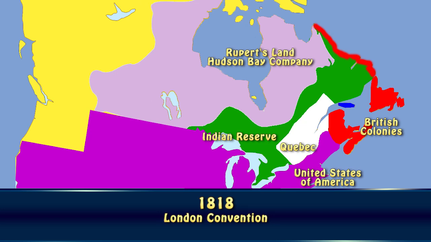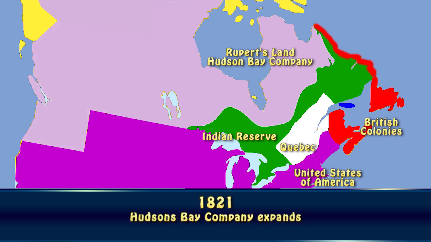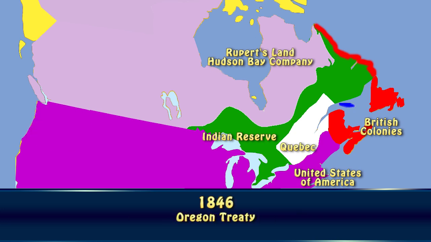The London Conventions establish boundaries between the United States and Great Britain from the Great Lakes to the Rocky Mountains. The Hudson's Bay Company merges with Northwest Fur Trading Company. The Oregon Treaty cedes Oregon and Washington State to the United States.